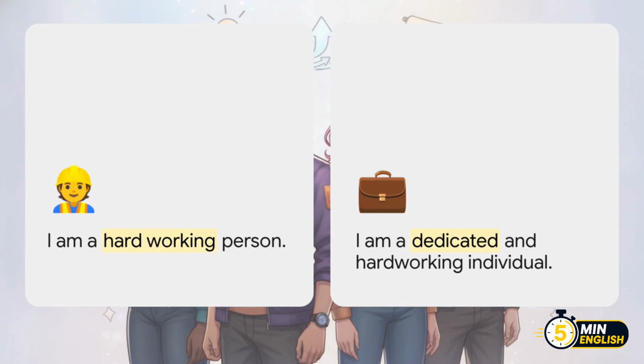Next up, let's talk about describing your work ethic. Basic: "I am a hardworking person." Advanced: "I am a dedicated and hardworking individual." Notice that really sophisticated upgrade from the generic word "person" to the much more distinguished "individual." And even more importantly, look at the addition of that really powerful descriptive word "dedicated" right there before "hardworking."